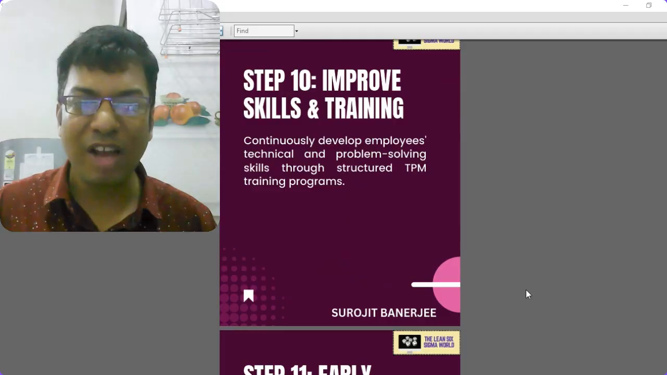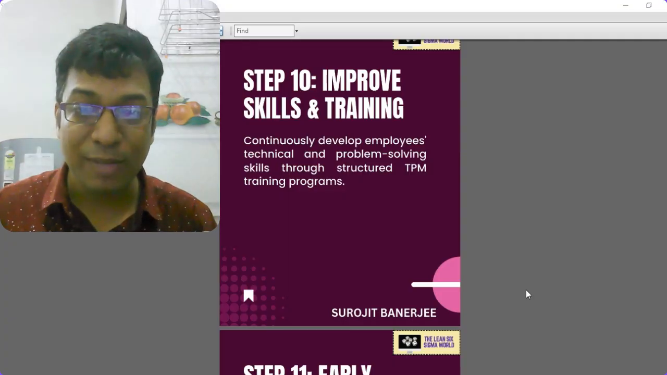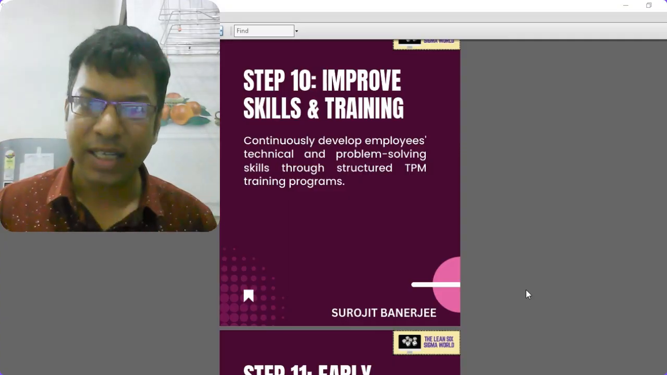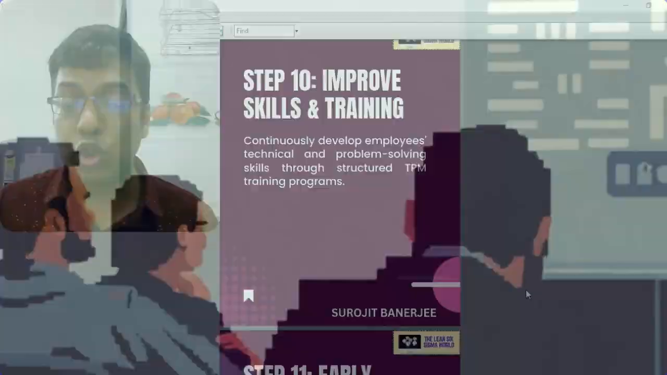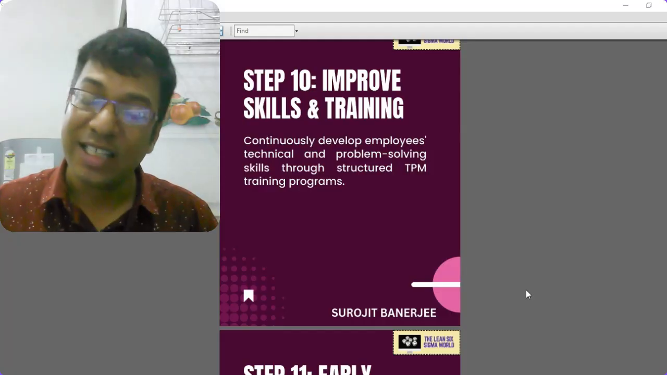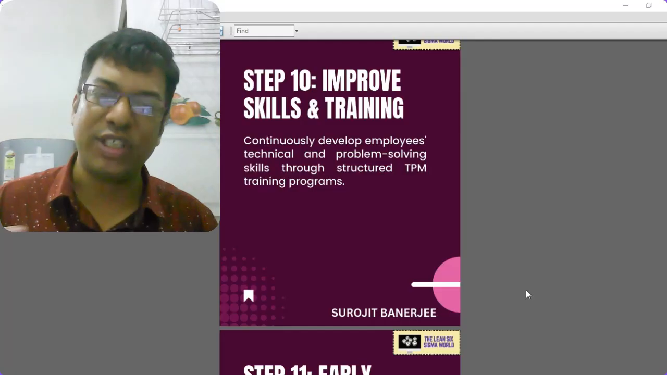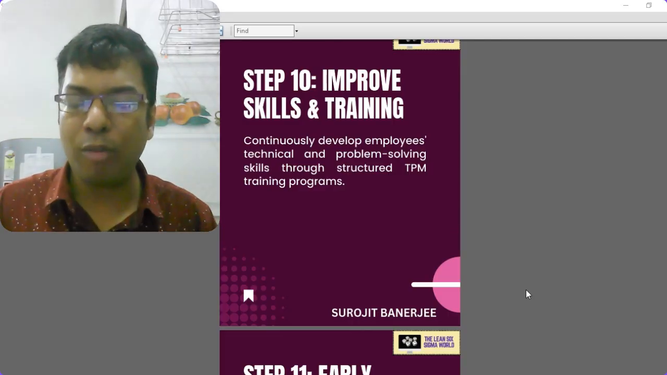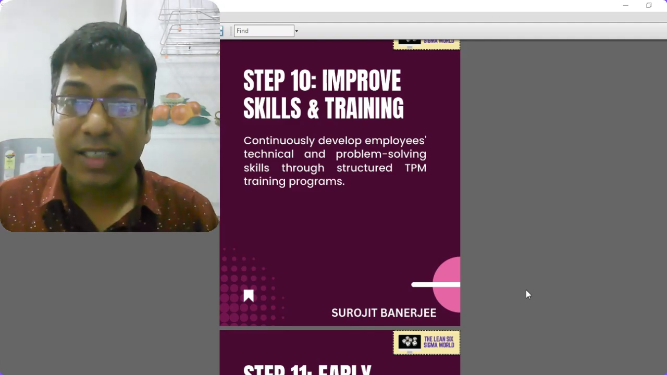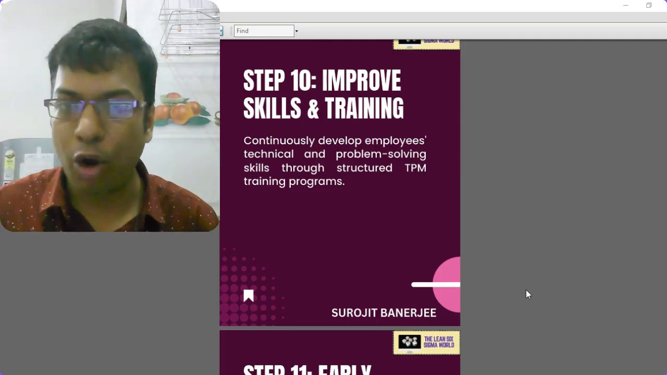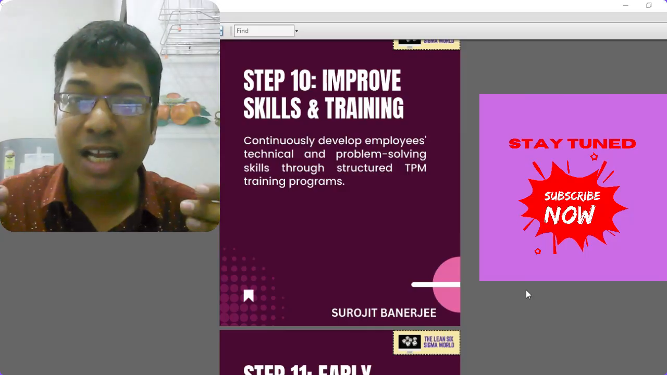Now I'm moving into step number 10, improve skills and training. Continuously develop the employees' technical and problem solving skills. You need to train those people through structured TPM training programs, with training methods based on which you provide training regularly to the operators and to cross-functional team members who are not directly involved with those machines. They should also be aware of how it can impact their performance and the process. Training and skills development is very much required, so that they can find the faults of their own machine and give suggestions on what can be done. Only this can happen if you provide proper training, educate them, and increase their knowledge and skills.